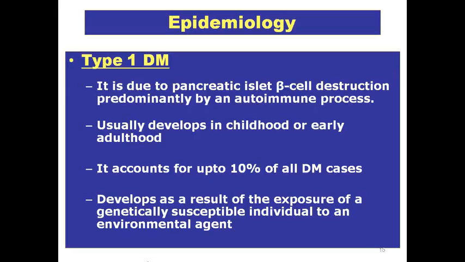So in epidemiology, as I said, type 1 is due to pancreatic islet beta cell destruction, predominantly by an autoimmune process, and develops in childhood or early adulthood. It accounts for 10% of all diabetic patients, and is a result of exposure of genetically susceptible individuals to environmental agents.